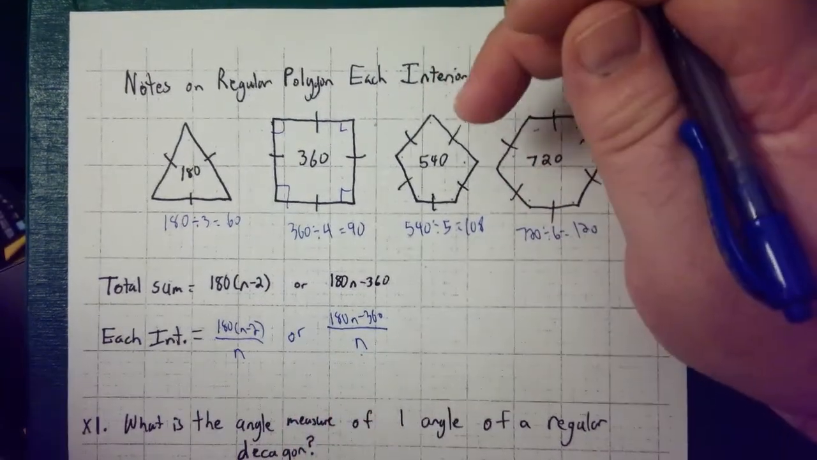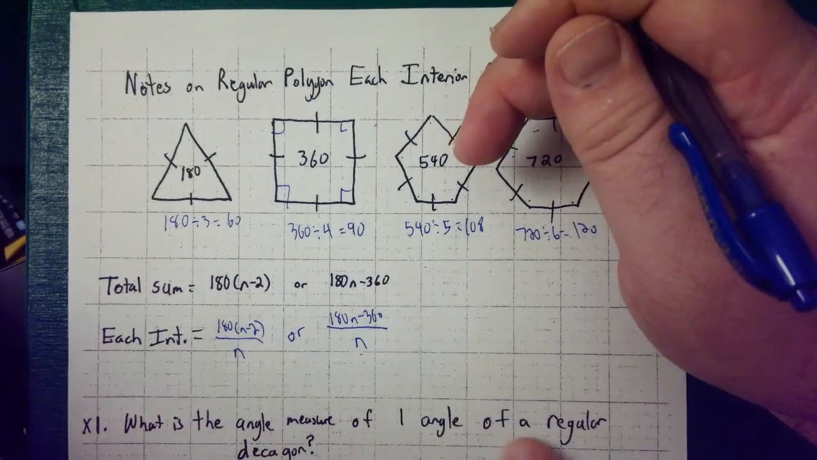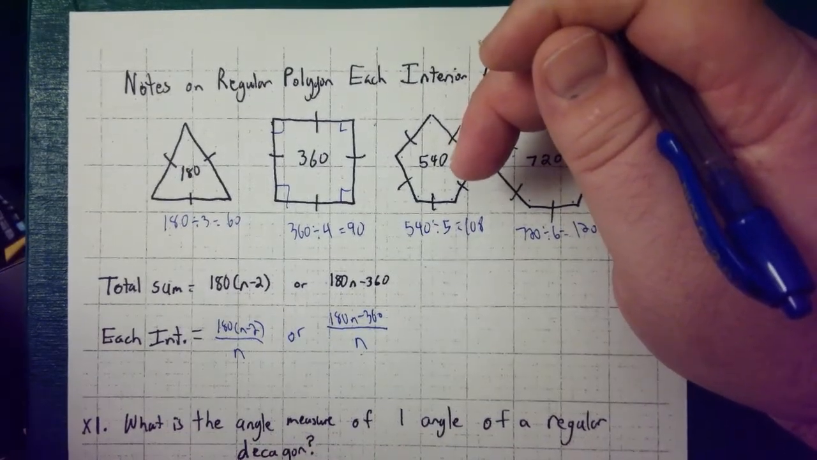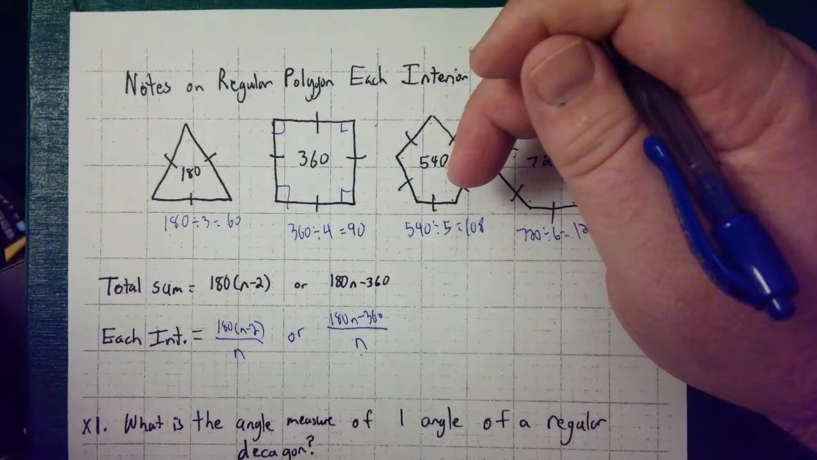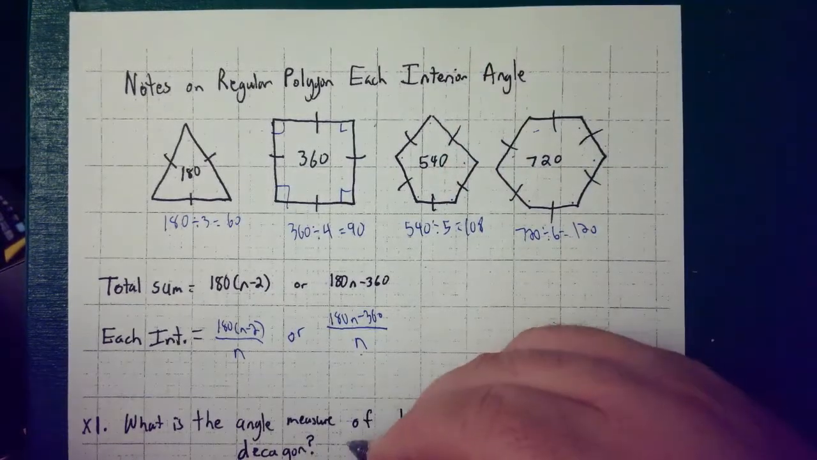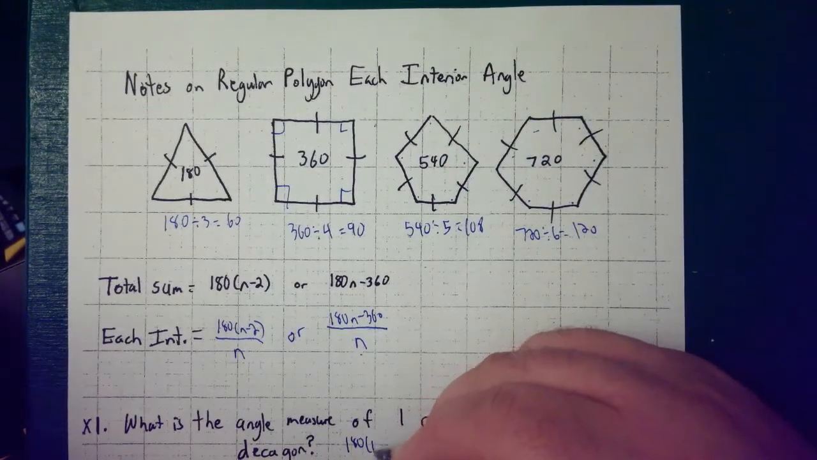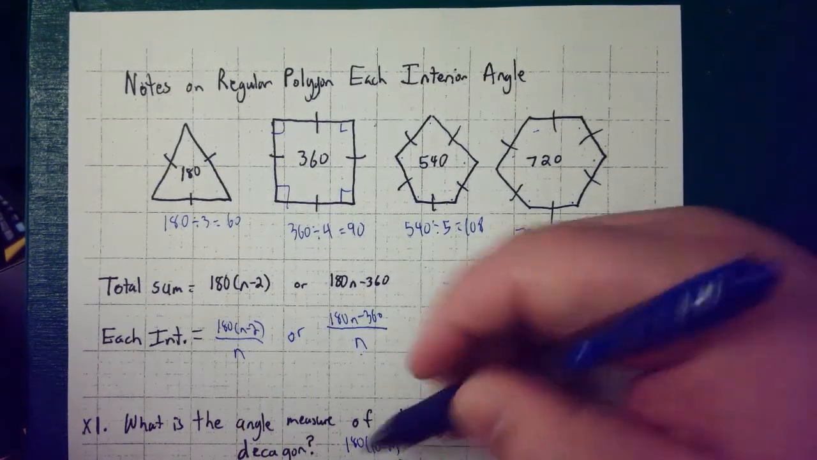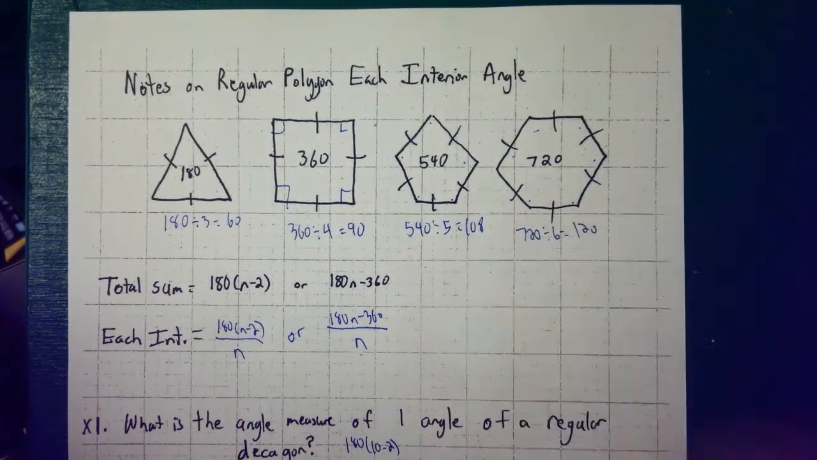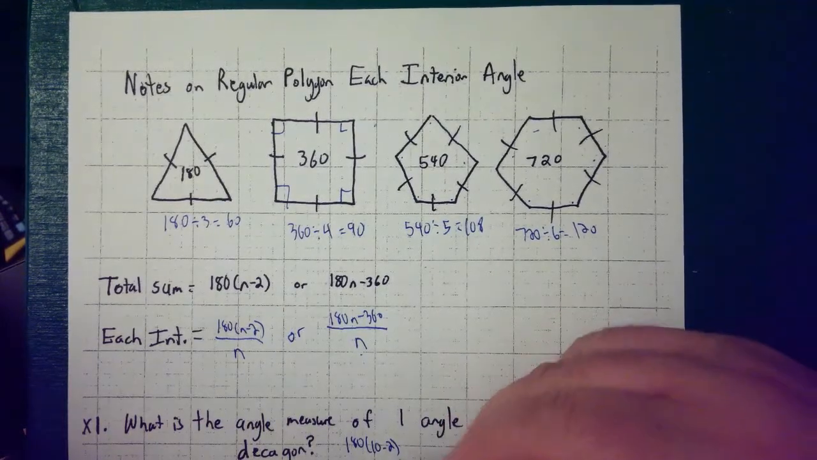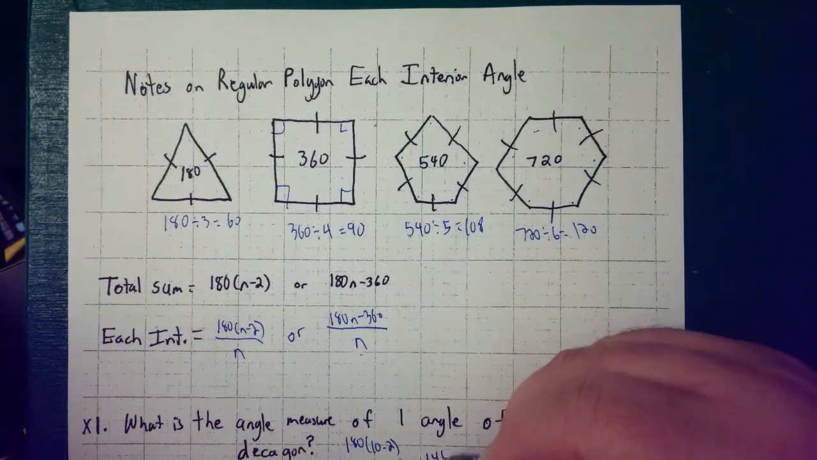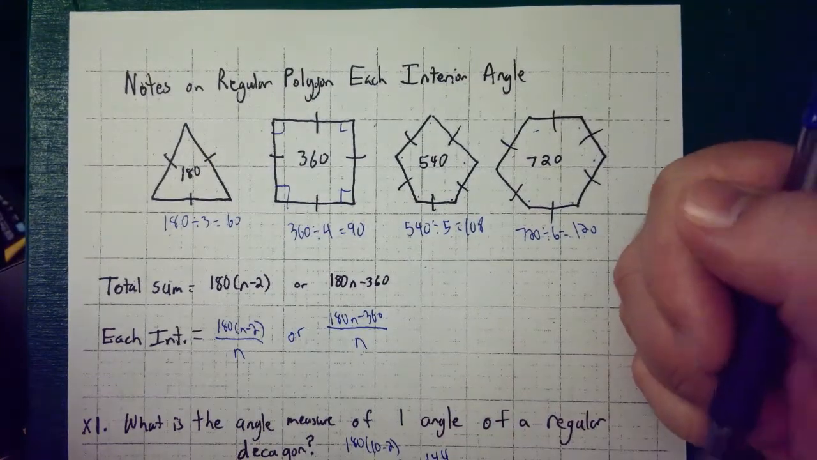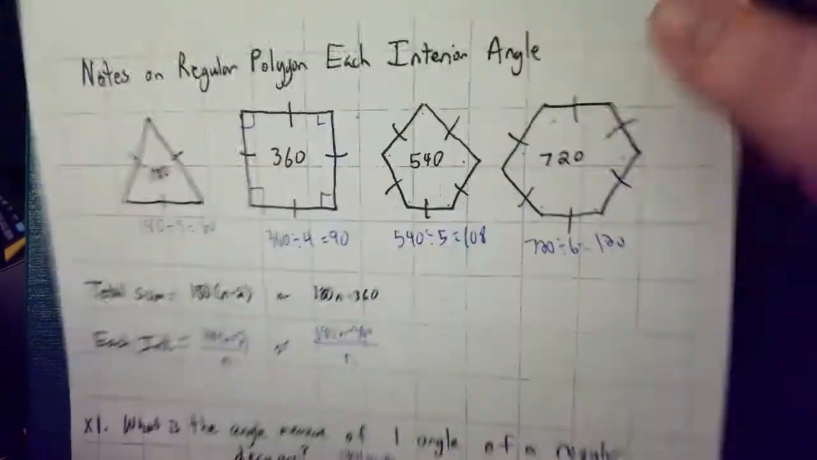So on this one, it says, what is the angle measure of one angle of a regular decagon? We know what n is. n is 10, because a decagon has 10 sides. So you take 180 times 10 minus 2 and divide it by 10. 180 times 10 minus 2 would be 1,440, and you divide that by 10, you get 144. That is the answer, it's 144 degrees.